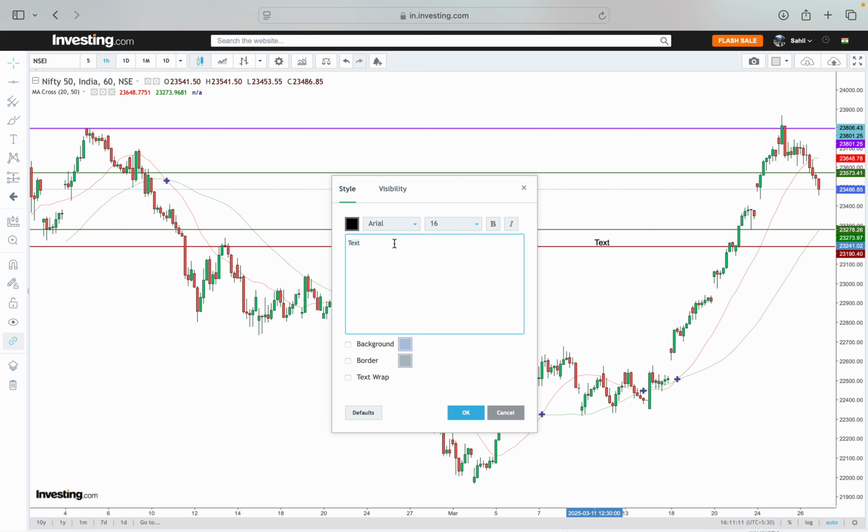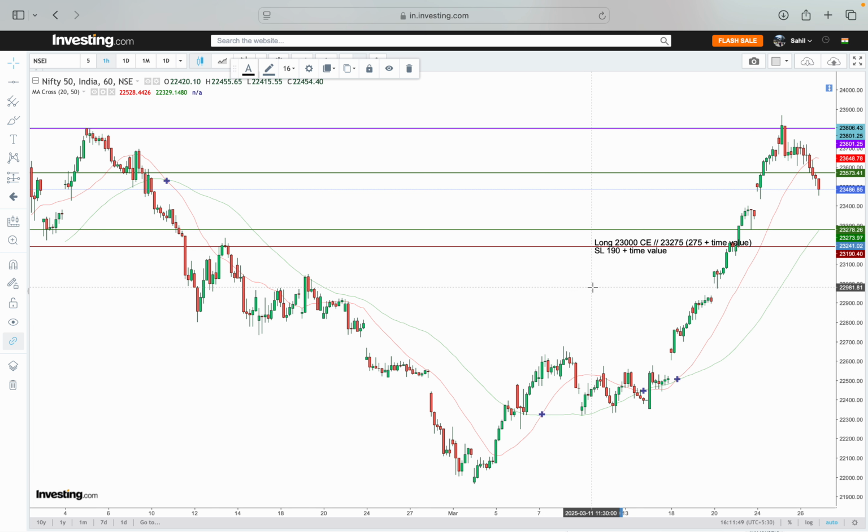So the trade that would have triggered would have been 23,000 long on 23,000 CE. The SL obviously now would be 190 points plus whatever is the time value on the CE for the day. The second entry would be due at 23,275 points, which means 275 points plus time value would be the entry at the CE. So with a clear entry, clear exit, clear plan, I believe this is reasonable.